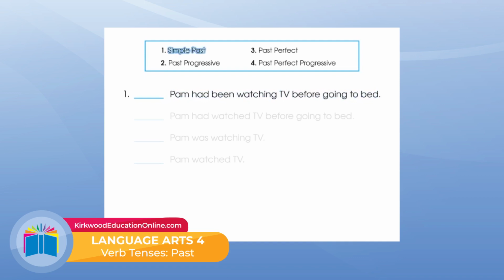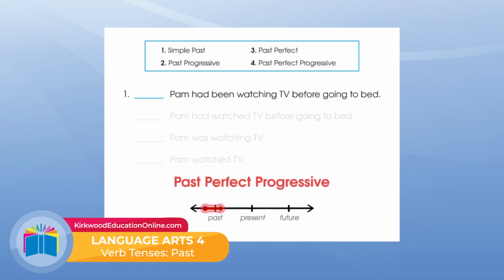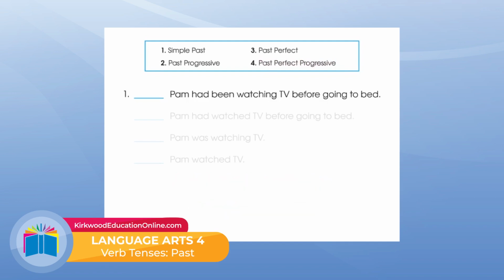Well, is it simple past? No. Past progressive? No. Past perfect? No. Past perfect progressive. Now, what is past perfect progressive? Well, it's used to indicate a continuing action in the past begun before another action has begun or interrupted the first action. And one of the clues is it's always got have been or had been before the action verb. Okay, Pam had been watching TV before the next action, which is before going to bed. So the answer is past perfect progressive.